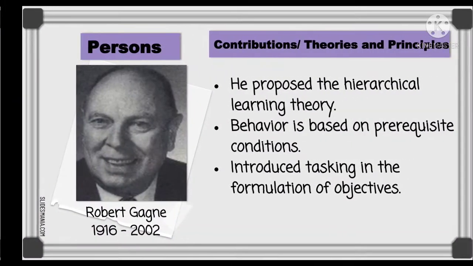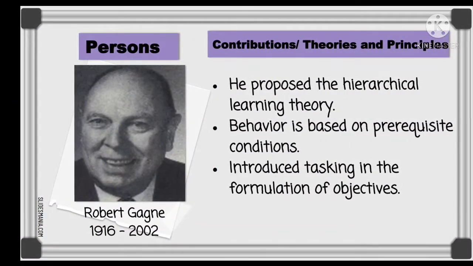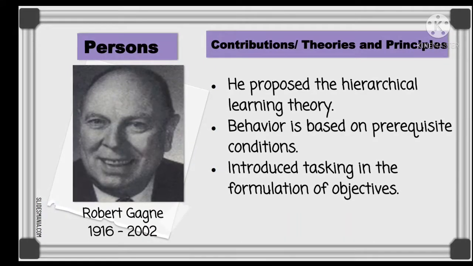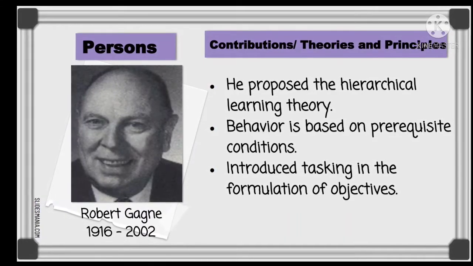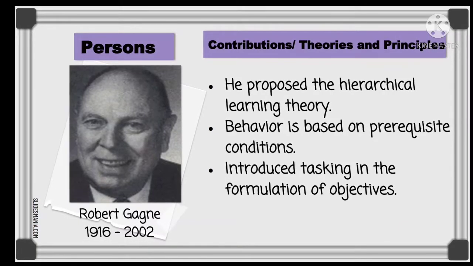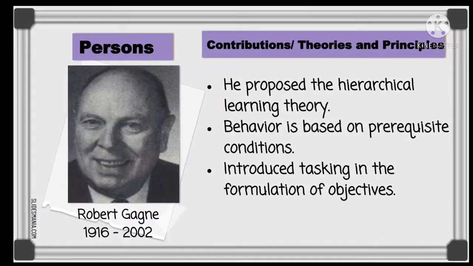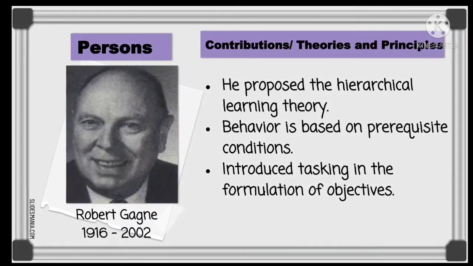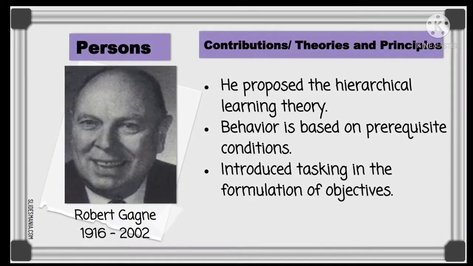The next one is Robert Gagne. So he proposed the hierarchical learning theory. So as for him, learning follows a hierarchy. So behavior is based on prerequisite conditions and introduces task analysis in the formulation of objectives.